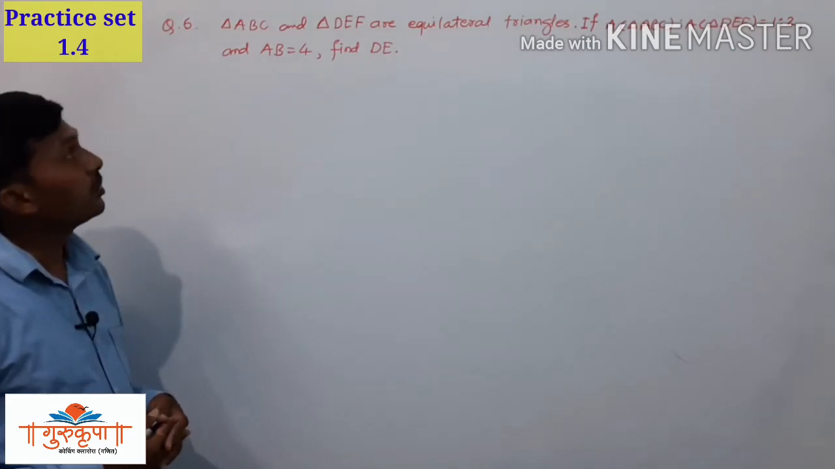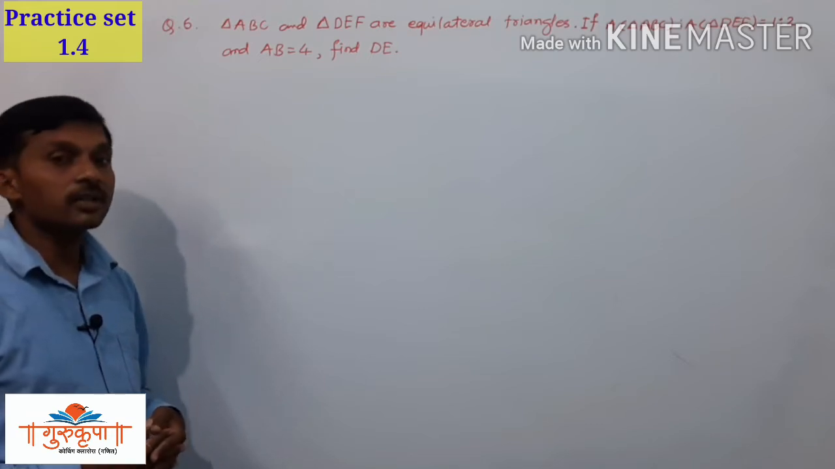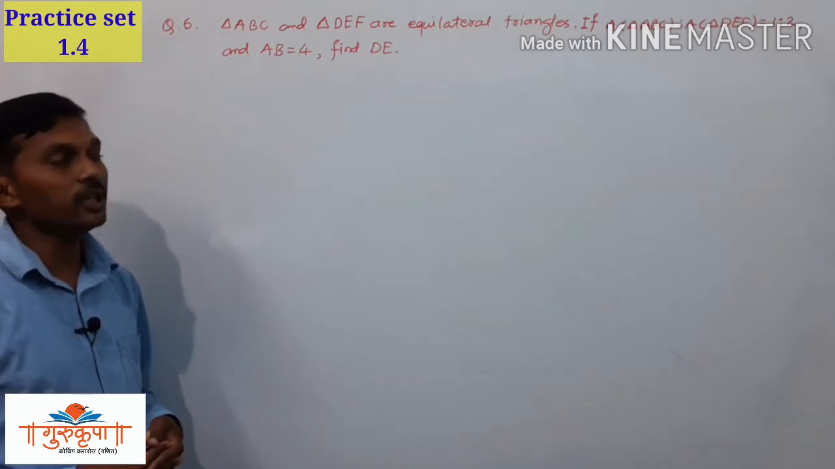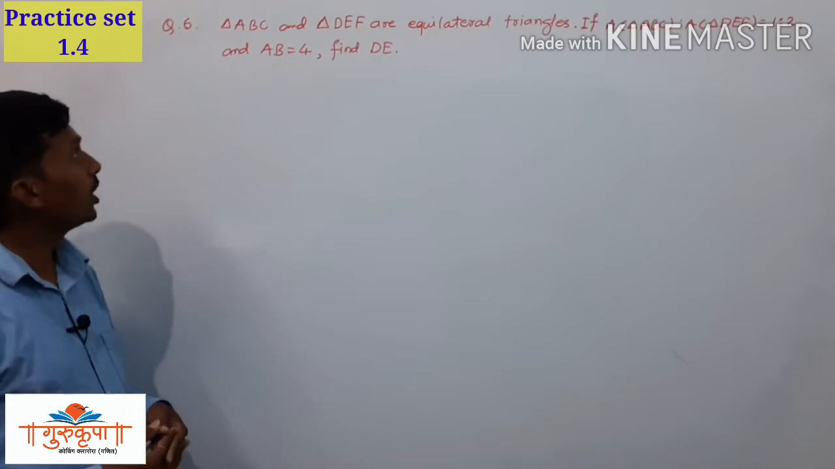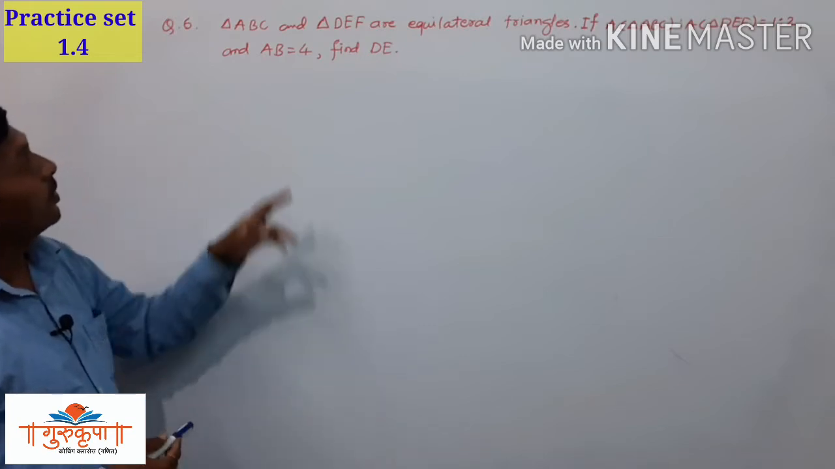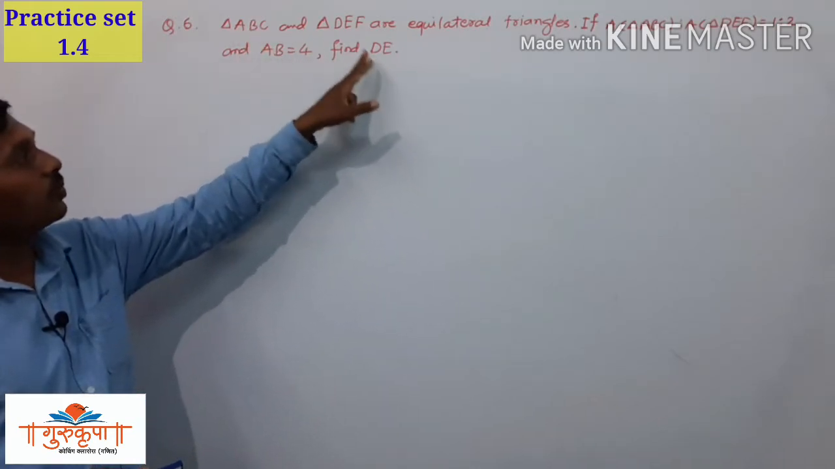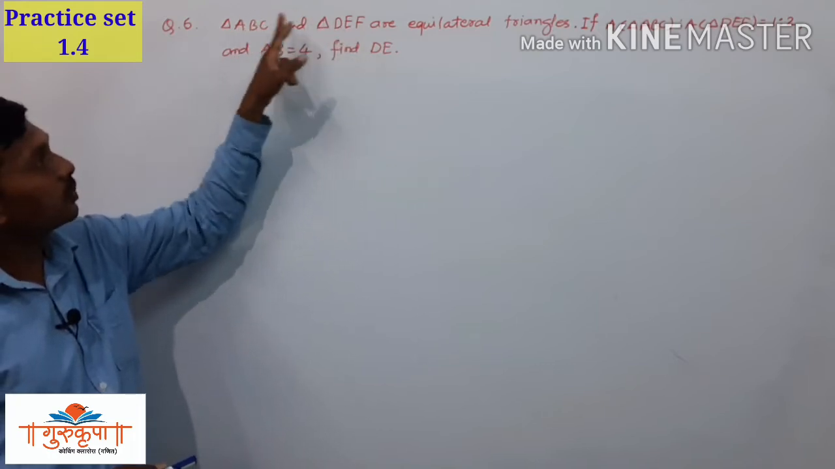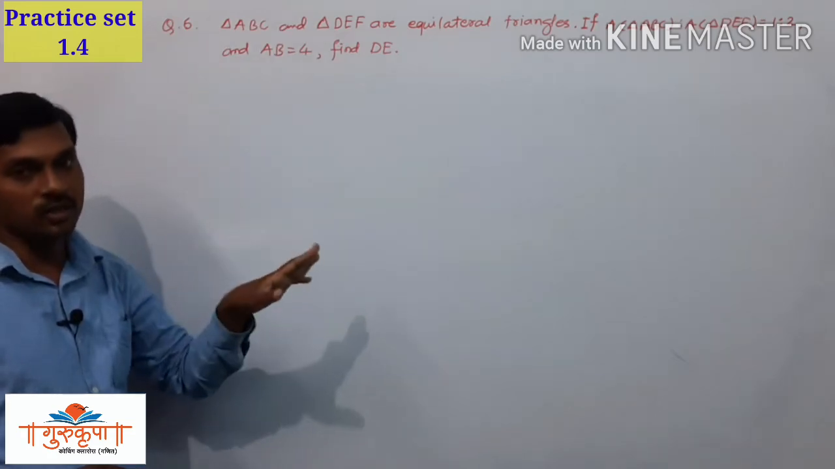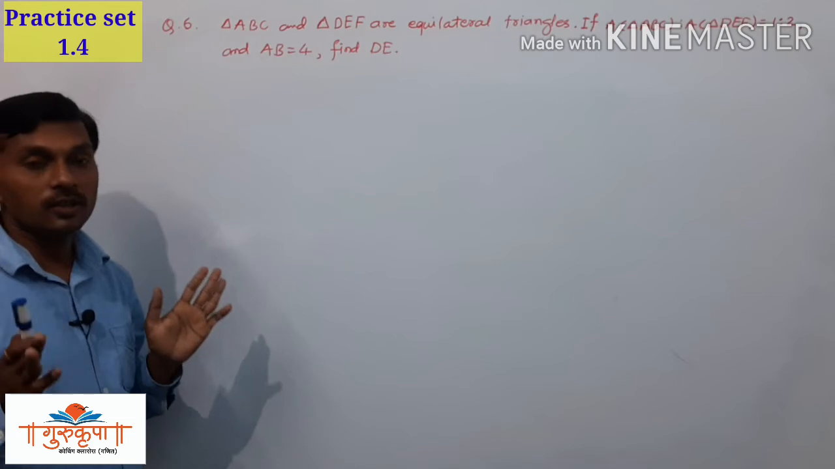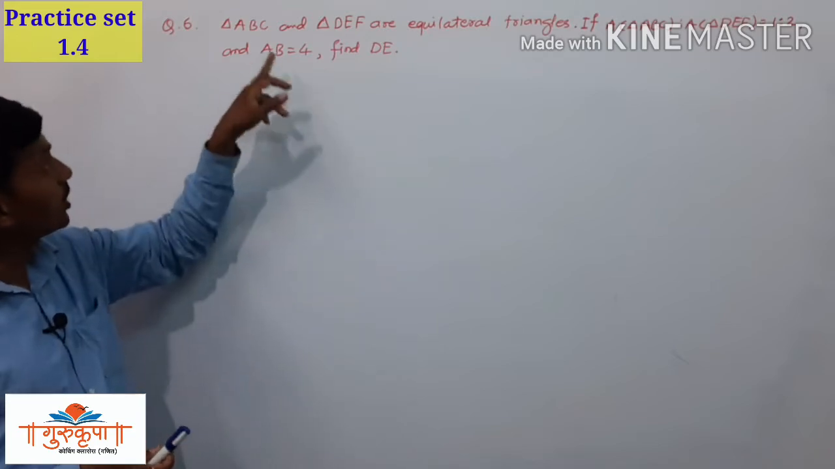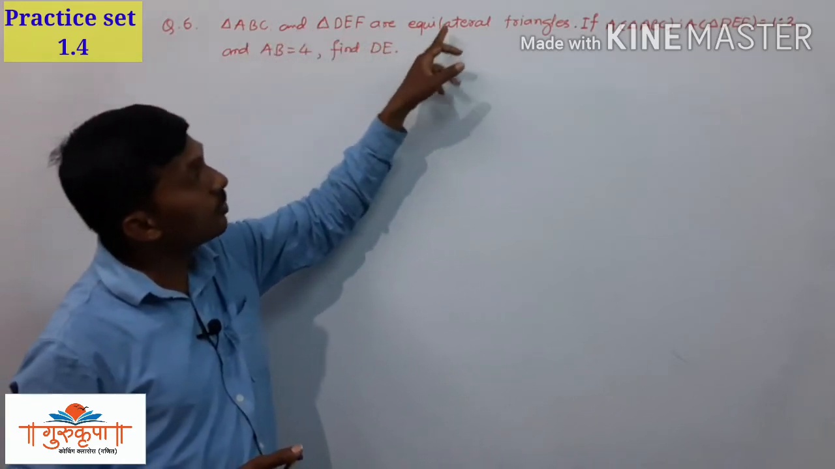The question is: triangle ABC and triangle DEF are equilateral triangles. If the ratio of the area of triangle ABC to the area of triangle DEF is 1:2 and AB is equal to 4, then find DE. Here we are given side AB and we have to find side DE, which are the corresponding sides of these two triangles. But the important thing here is that it is not given that the triangles are similar. It is given that triangle ABC and triangle DEF are equilateral triangles.